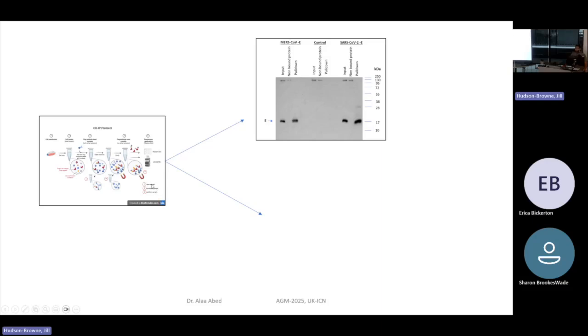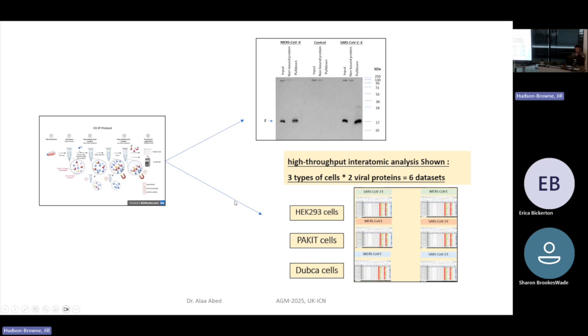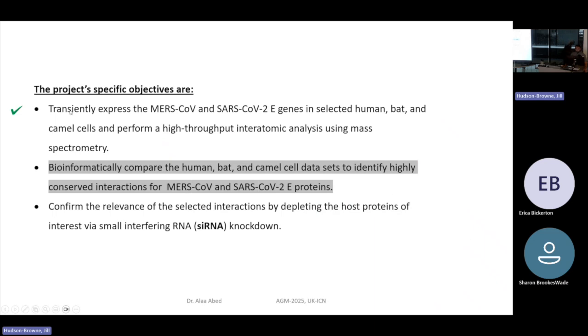When the pull-down samples were sent for proteomic analysis, we ended up with 6 data sets. As I said from the beginning, we have 3 different types of cell, and when we multiply by 2 viral proteins, we have 6 data sets. So here, HEK293 cells transfected with the SARS-CoV-2 envelope protein give us a list of cellular interactors, which we hypothesize are really important for the SARS-CoV-2 envelope protein. It is the same story for the other data sets. So we achieved the first goal.